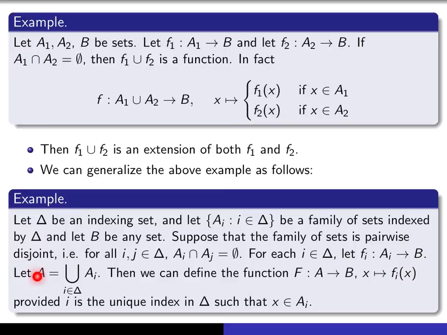And we're going to take A to be the union of all of these A sub i's. And then I'm able to define this function capital F from the union of all of the A sub i's into B in the following way. We map x to f sub i of x, provided i is the unique index in the indexing set such that x is an element of A sub i. It's unique because we've assumed that the sets themselves are pairwise disjoint. That then gives us a function. It's an extension of each of the f sub i's, and it's a generalization of this example here.